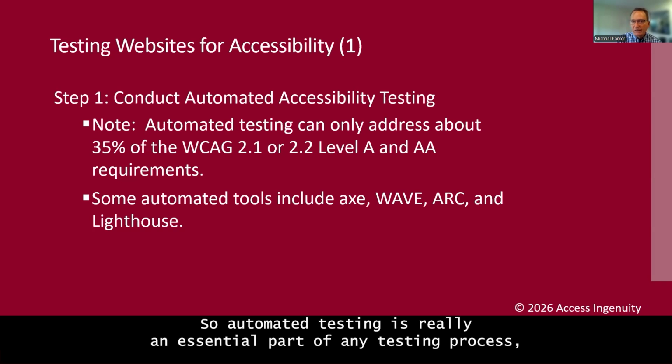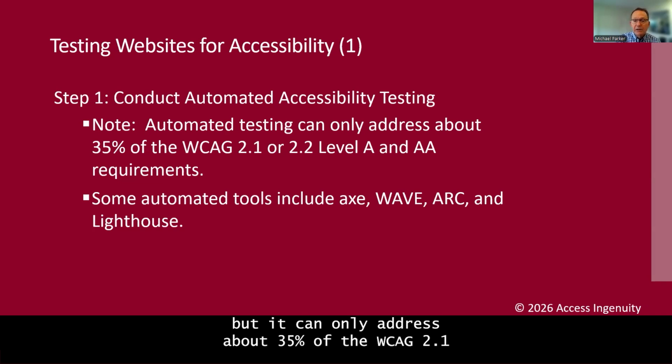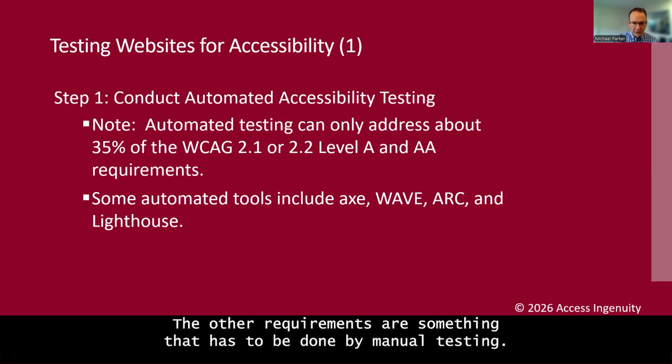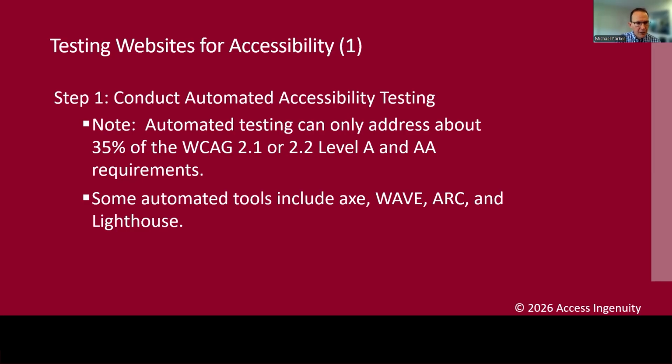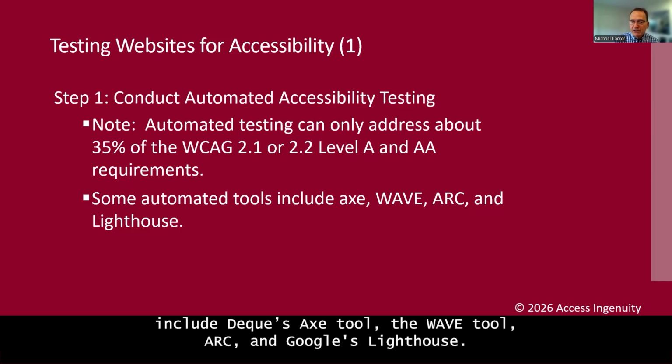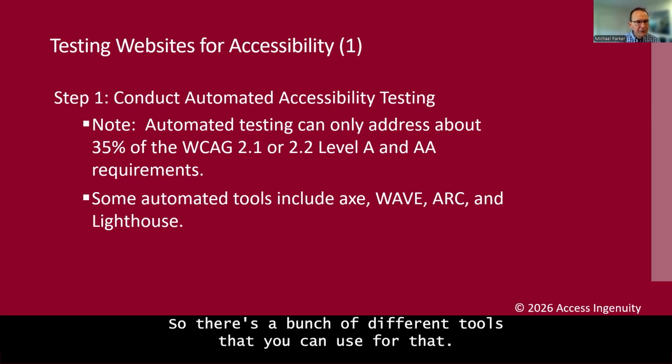So automated testing is really an essential part of any testing process, but it can only address about 35% of the WCAG 2.1 or 2.2 level A and AA requirements. The other requirements have to be done by manual testing. So some great automated tools you might want to consider include Deque's Axe tool, the WAVE tool, ARC, and Google's Lighthouse. So there's a bunch of different tools that you can use for that.